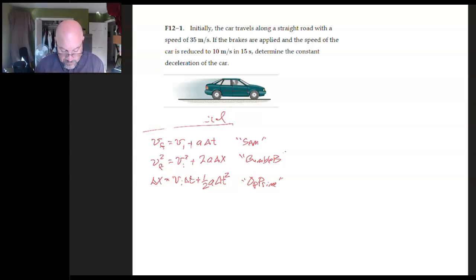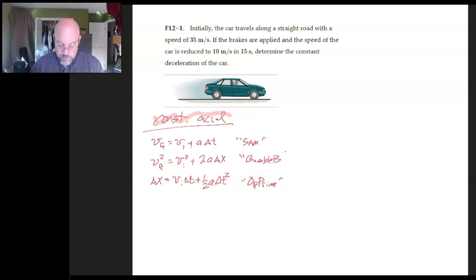Now, super important that you realize that we can only use those when we have a situation that is constant acceleration. And we're going to have lots of situations that are not, and we're going to do some examples of that in this video series too. But we're also going to do some like this one here, which are constant. So let's dive right into this question.